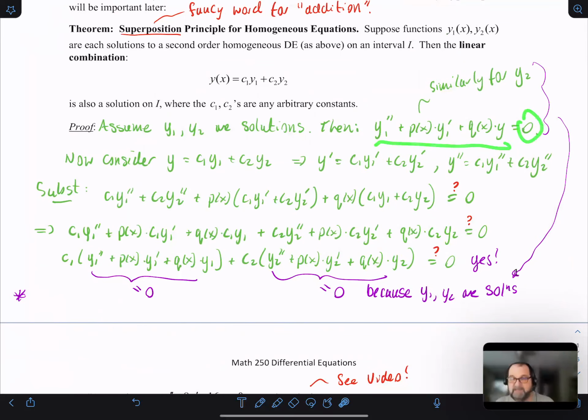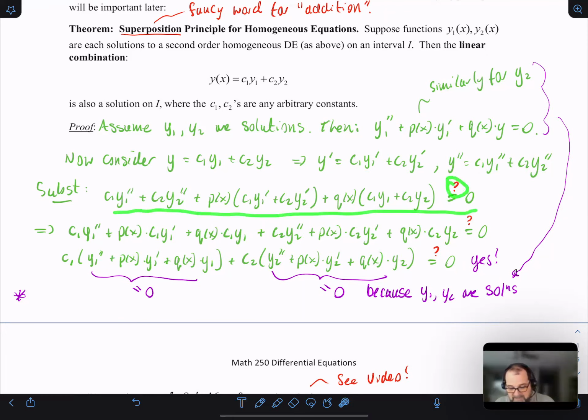If you then take our new function y, which is a linear combination of y1 and y2, the first derivative is just this, the second derivative is just this. If we plug this into our original DE, the theorem states that this must be 0, so we can check it.